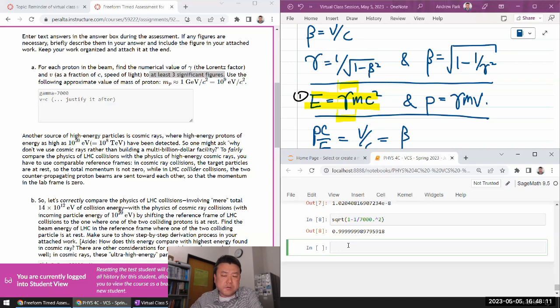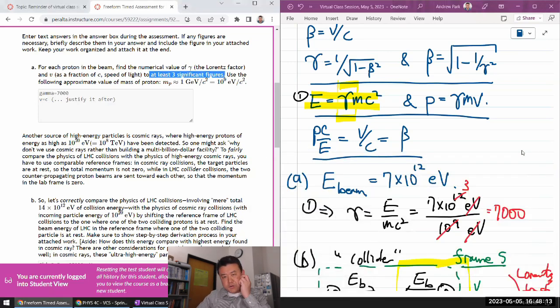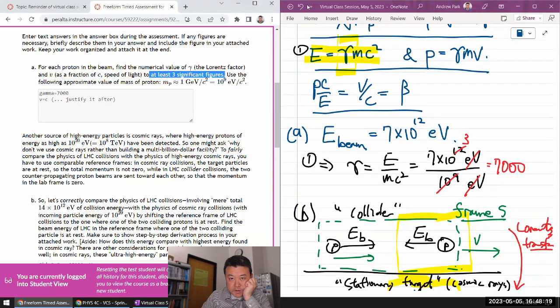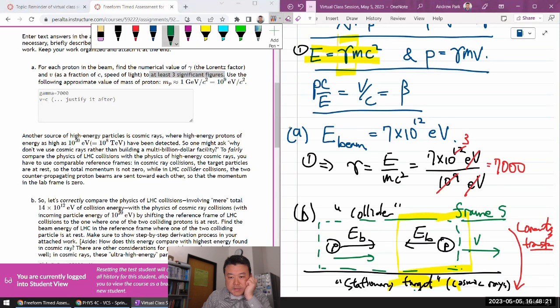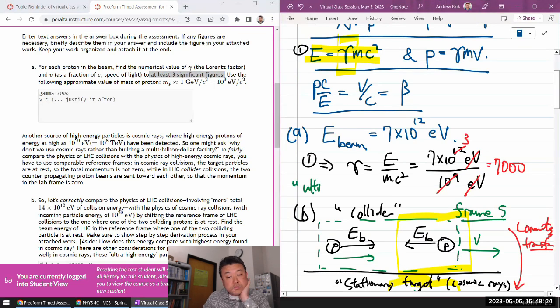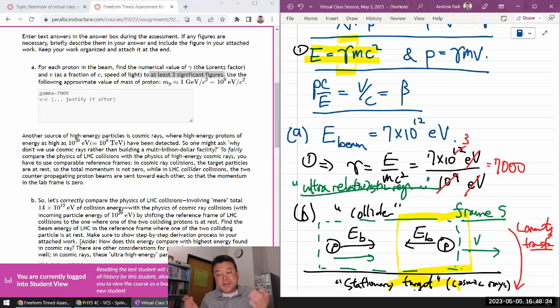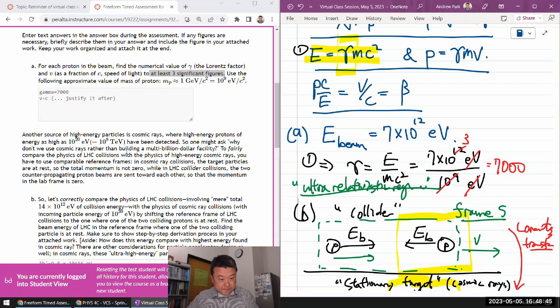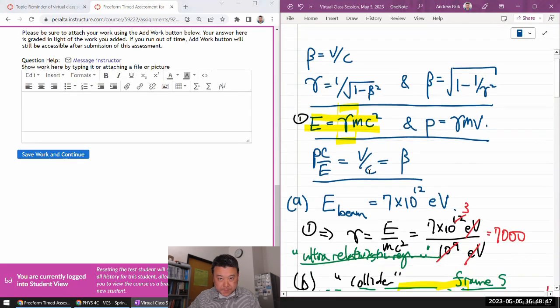And this is what's called the ultra relativistic regime. Let me just write it here. That's the regime where the gamma factor is so high that you can just use the approximation V is equal to C. So let me attach all of this and then wrap up this session here.